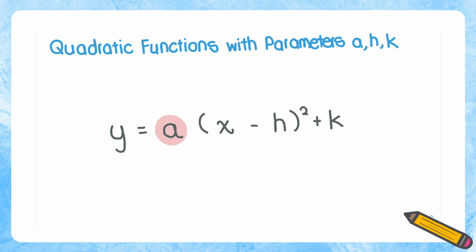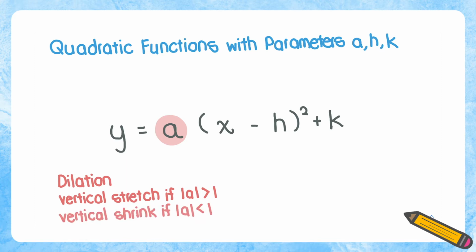A tells us two things. It gives us the dilation, so whether there's a vertical stretch or a shrink. It tells us whether the parabola will become wider or narrower. There's a vertical stretch if the absolute value of A is larger than 1, and a vertical shrink if the absolute value of A is less than 1, so something like 0.4.